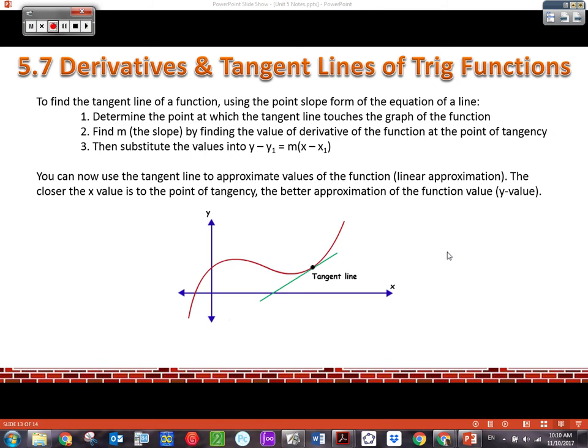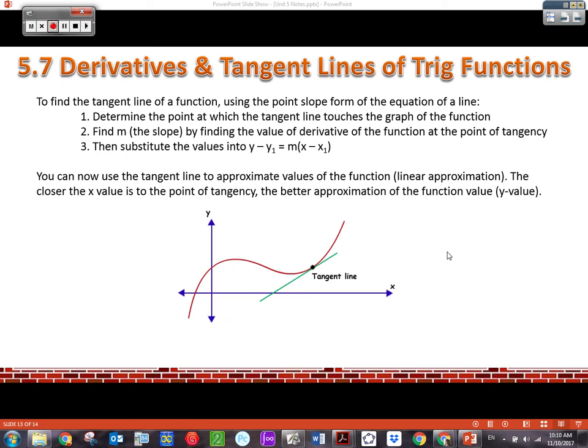Let's take a look at today's lesson. Today's lesson is on derivatives and tangent lines of trig functions. So this probably is the first time that we've talked about derivatives, or one of the first times. The derivative is something we would deal with in calculus quite a bit.